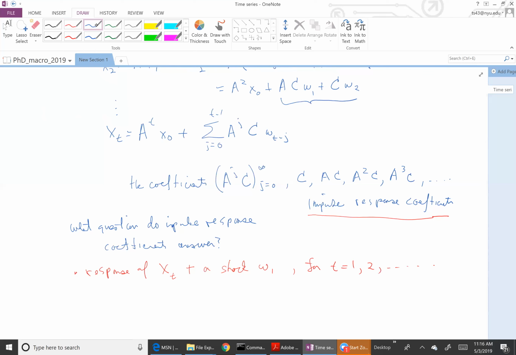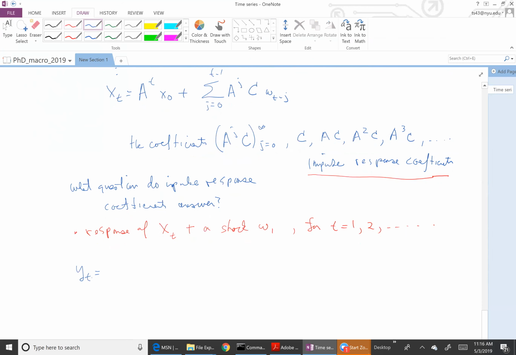And it's going to follow from this that it's going to be easy to deduce the impulse response function for y. That's just going to be this, and so on, where y0 is equal to g x0.